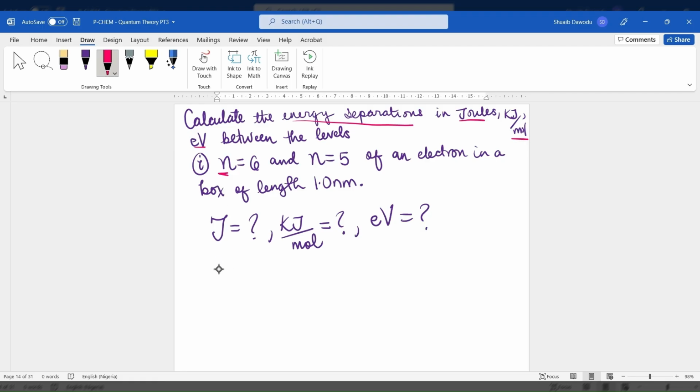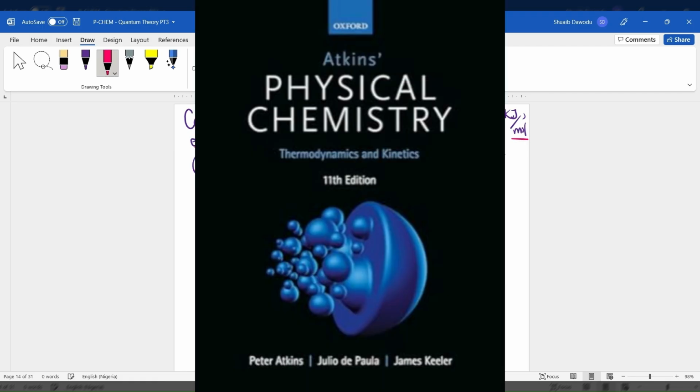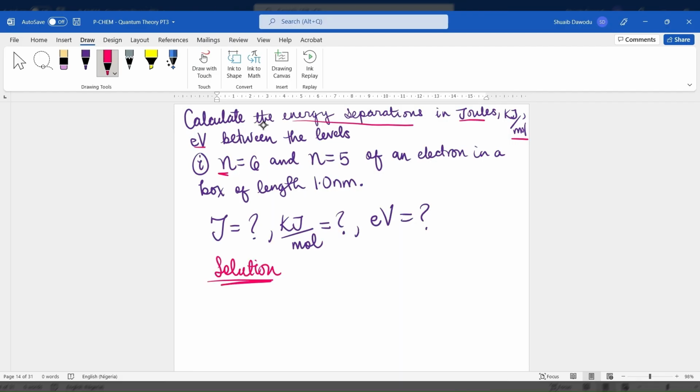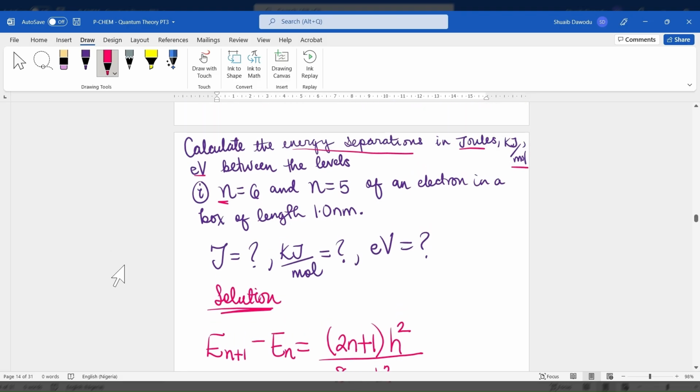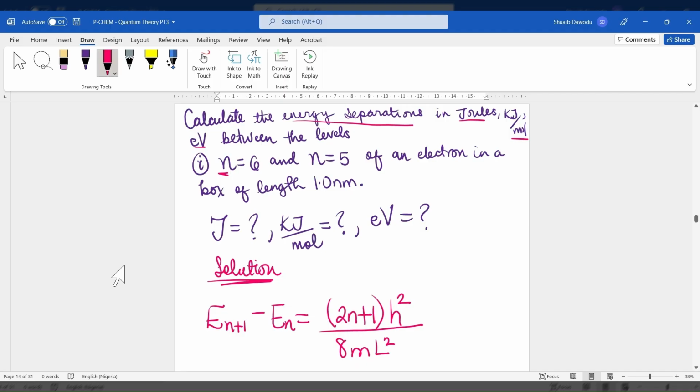Before we go on to solve it, I want to quickly mention that this question is from the Atkins Physical Chemistry 11th edition textbook. And in the textbook, we know that there is a formula to solve questions like this. The formula is E sub n plus 1 minus E sub n equals (2n plus 1) h squared divided by 8mL squared. This is the formula that you use to solve the energy separations between two different energy levels.